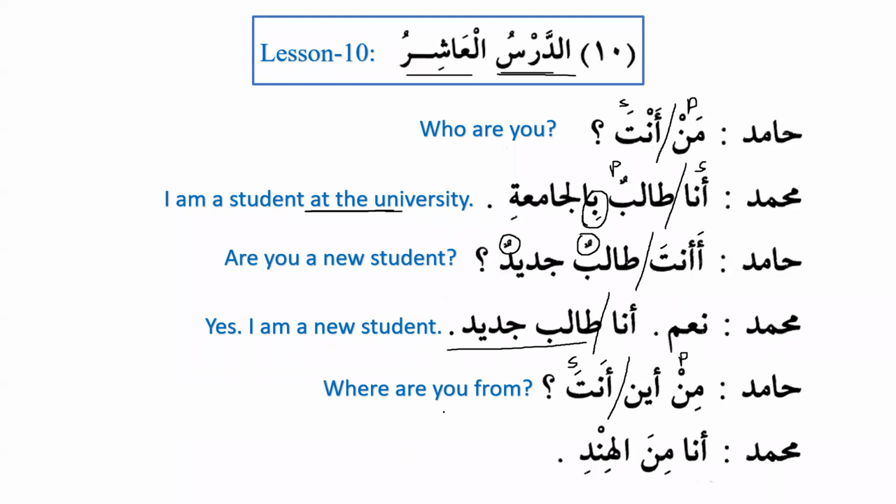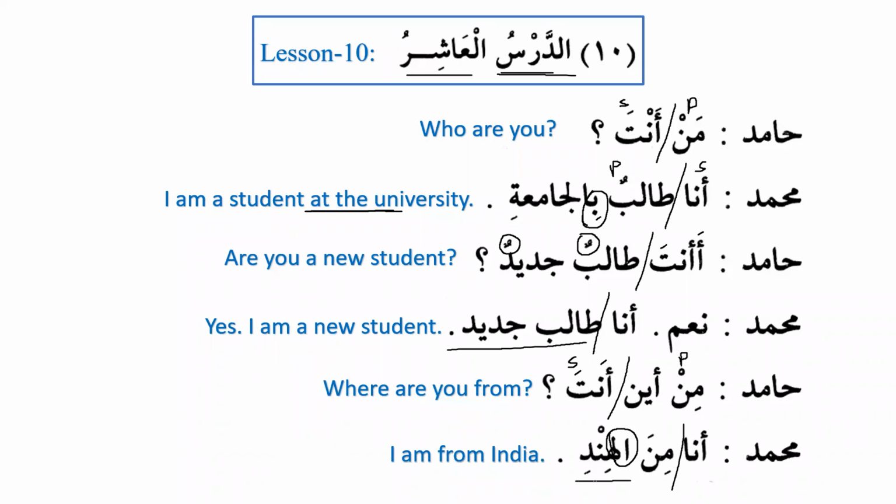Min aina anta? Where are you from? And he says ana min al Hindi. I am from India. Why is there al with Hind? Does anyone remember? We know that Hind is already a definite noun. So when we use al with that, does it become double definite? Of course not. So why is there al with that?